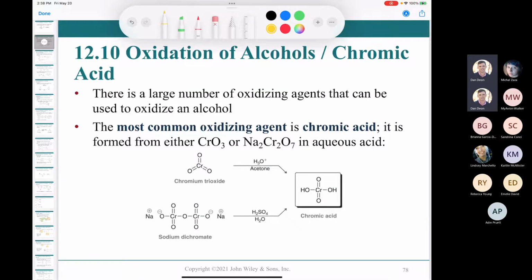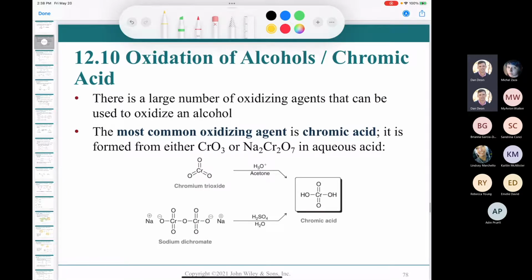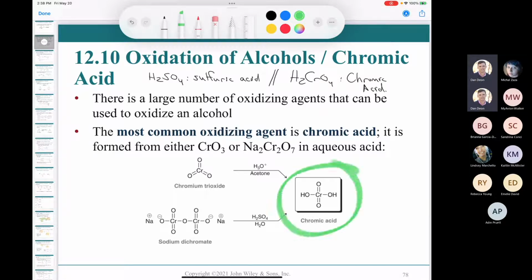Now let's take a look at one of the oldest ways of oxidizing an alcohol, which is to use chromic acid. I'm sure you all remember from general chemistry that H2SO4 is sulfuric acid. Well, if you replace the sulfur with a chromium, you get H2CrO4, and this is called chromic acid. Its Lewis structure is shown right here. It's the same Lewis structure as sulfuric acid. You just replace the sulfur with a chromium.